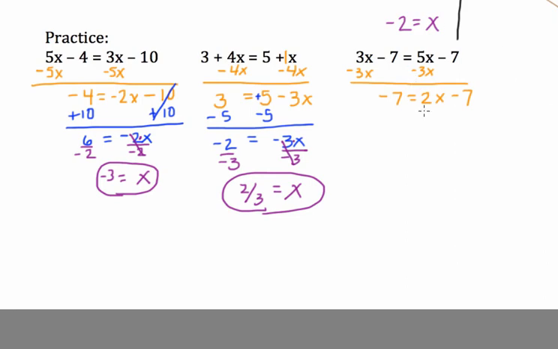Go to the side with the x, undo what's been done to the x. The opposite of subtracting 7 is adding 7. And I'm going to undo timesing by 2, so I'll divide both sides by 2. X equals 0.